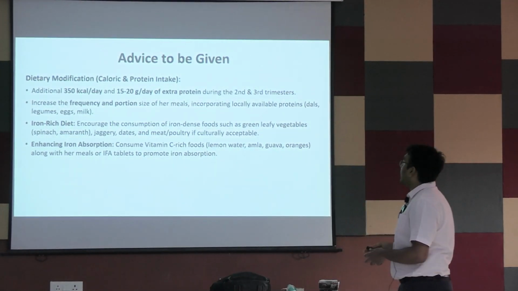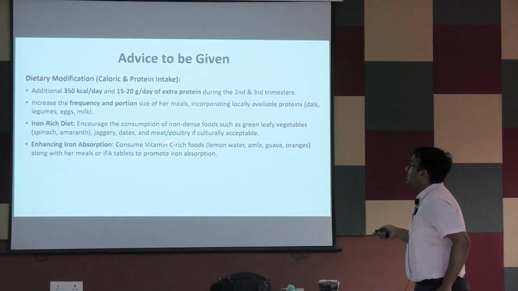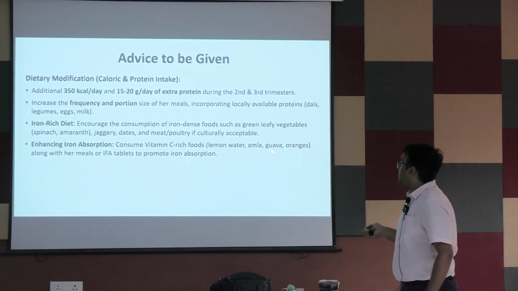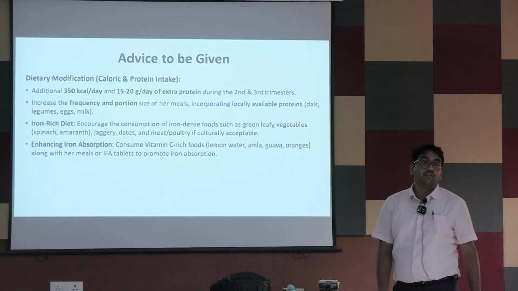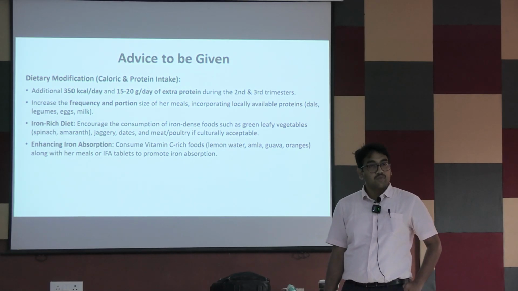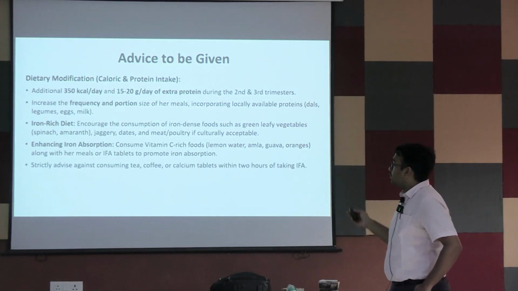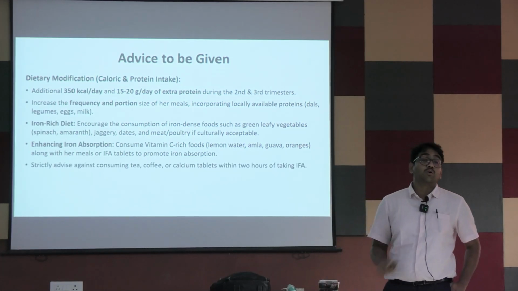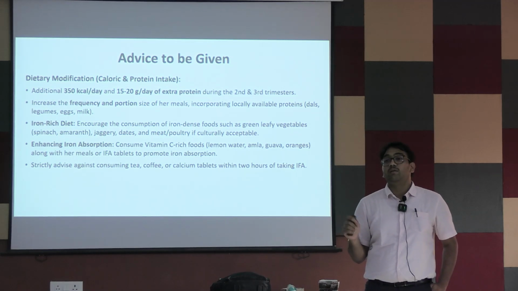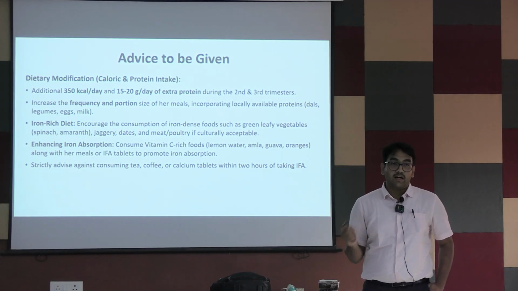Okay. So you have to advise regarding iron rich food, regarding increasing calorie and protein, and you have to advise about consuming vitamin C rich foods along with those in order to aid in the absorption. Most importantly, you also have to ask the mother not to take tea or coffee after meals, because tannins also inhibit the absorption of iron.